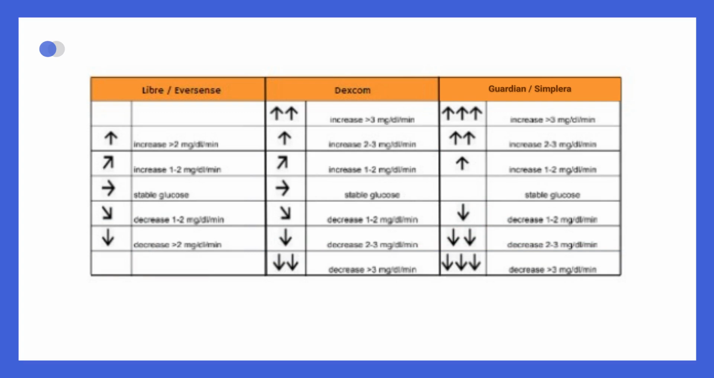This lag time plays a critical role in how we interpret trend arrows. Interpreting trend arrows on your glucose sensor is crucial in diabetes management. The specific details vary across systems, but typically, a straight up or down arrow indicates that the sensor glucose level is rising or falling approximately 2 mg per deciliter per minute or 0.11 millimole per liter per minute.